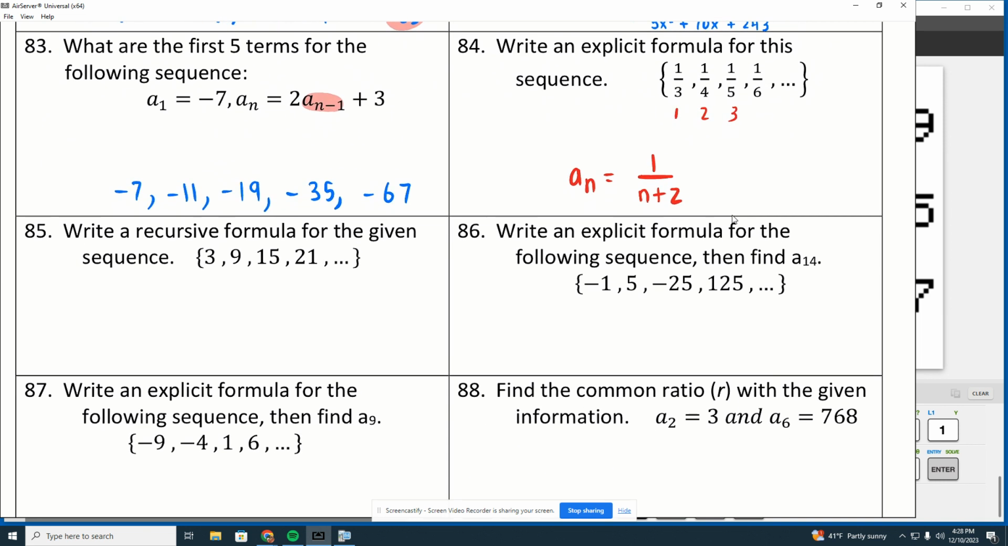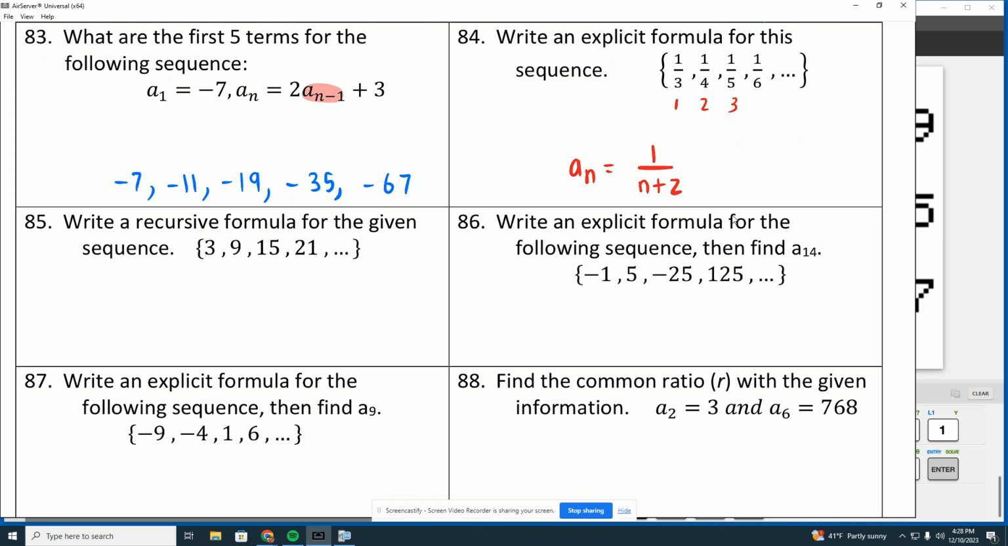Number 85, though, wants me to write a recursive formula. So remember, I'm going to name the first term a sub 1 equals 3.